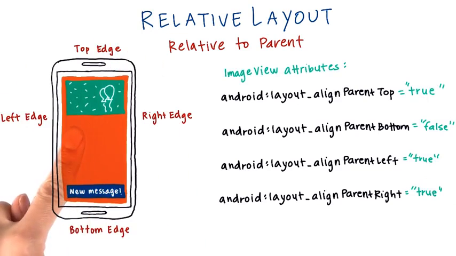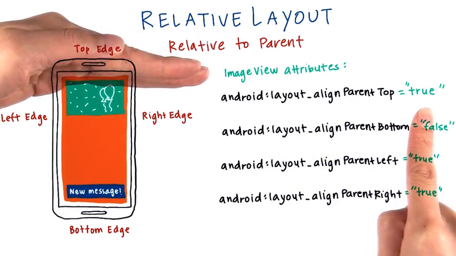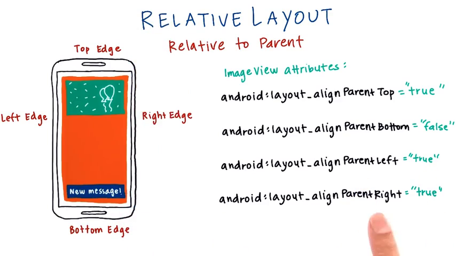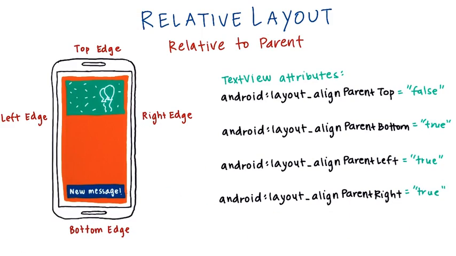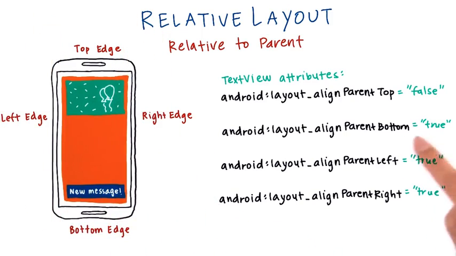Take this image view as an example. We would set the attribute align parent top to be true because it's aligned to the parent's top edge. It's also aligned to the parent's left and right edges, so we set left to be true and right to be true as well. It's not aligned to the parent's bottom edge, so we set that to be false. And for this text view down here, it's aligned to the parent's bottom edge, right edge, and left edge. So align parent bottom would be true, align parent left would be true, align parent right would be true, but align parent top would be false.